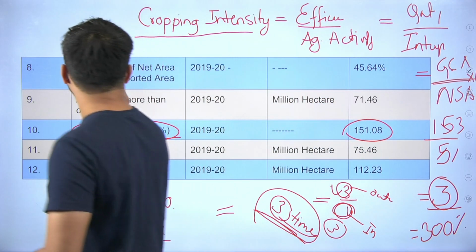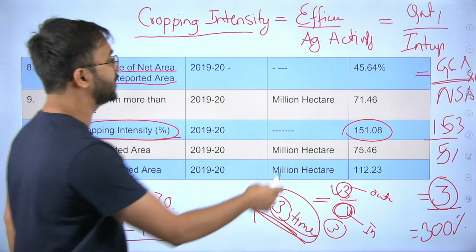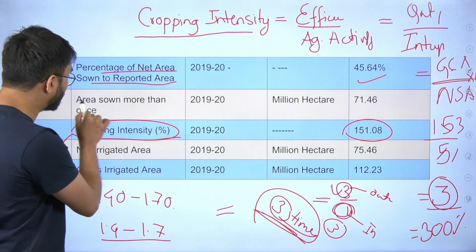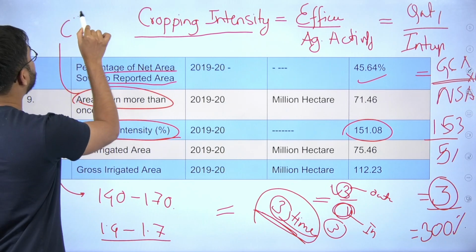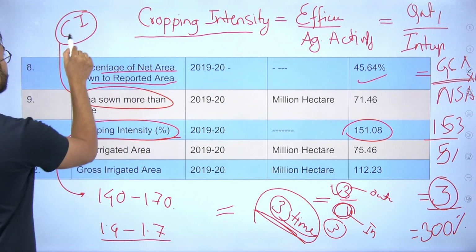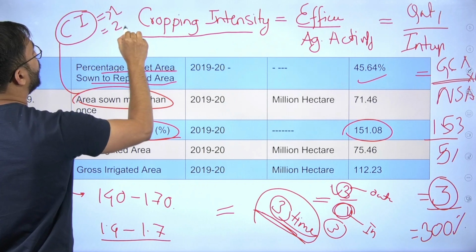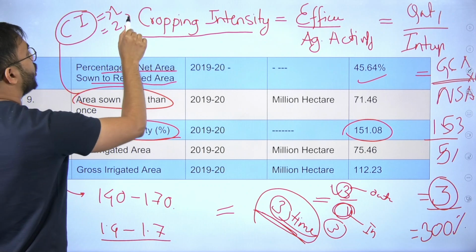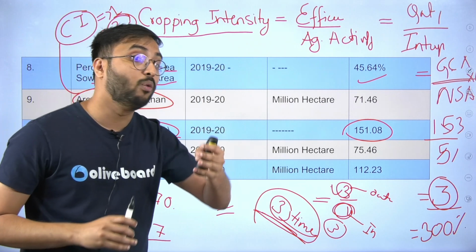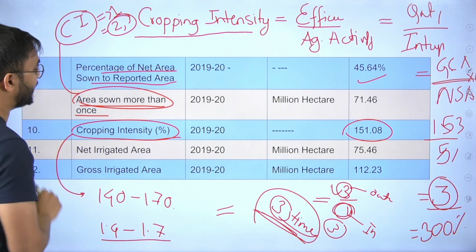Now the next term is percentage of net sown area to reported area. Again, actual upon theoretical. How much is it? 45.64. Then area sown more than once. What do you mean by area sown more than once? Again here cropping intensity comes into the picture. Area sown more than once means that here the cropping intensity was more than 1. That means 2, 3, 4, 5, 6. That is more than 1. So cropping intensity was more than 1 in the sense of how many times the cropping cycle was done. More than one. So that is why the term has been written as area sown more than once.